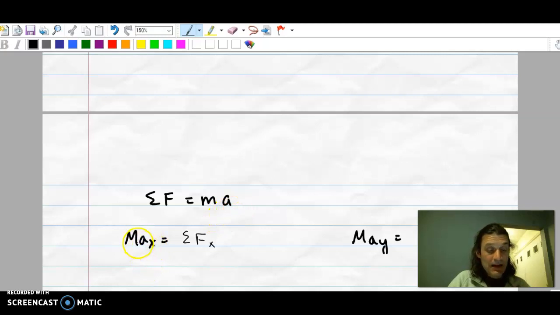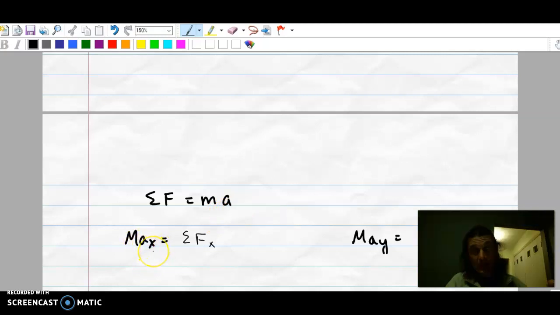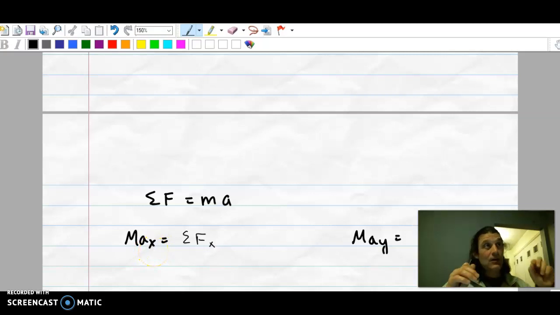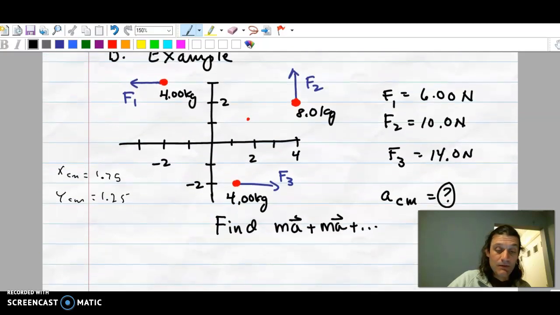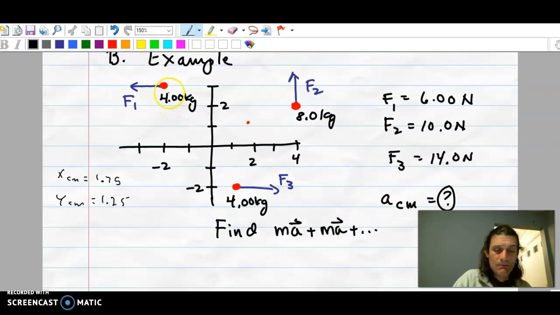So if we start out by getting the acceleration in the x, which you could also say is the i, right? The acceleration in the i and in the j and in the k. But the net force in the x is equal to the capital M times the acceleration. So what are the net forces in the x? There are two forces acting in the x. F1 is 6 newtons, and it's in the negative x. And F3 is 14 newtons, and it's acting in the positive x.